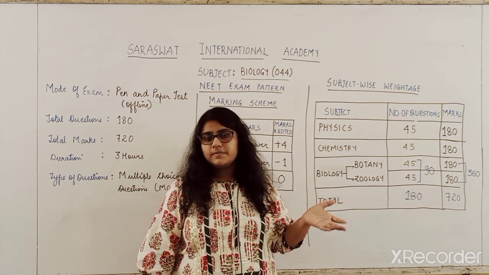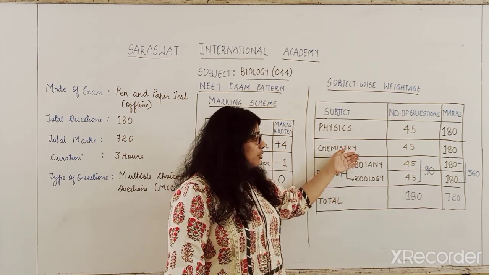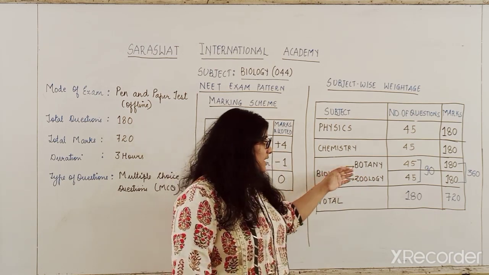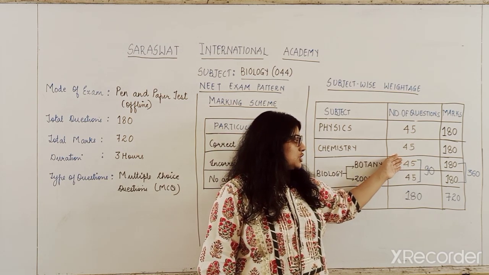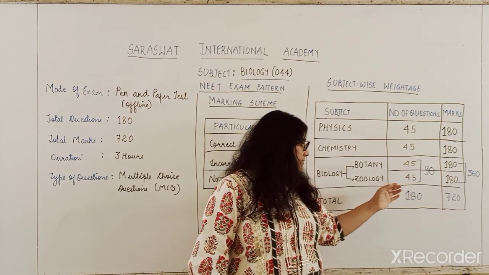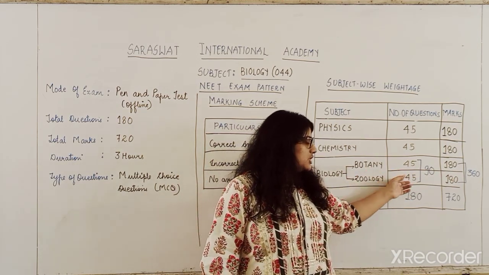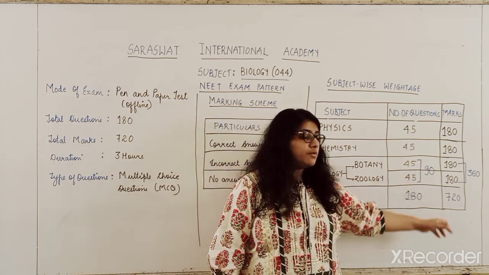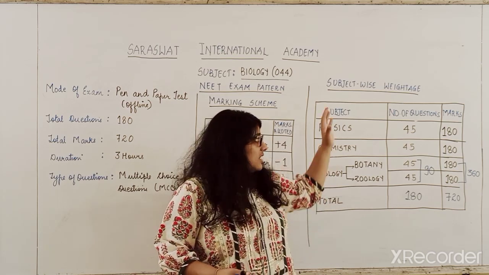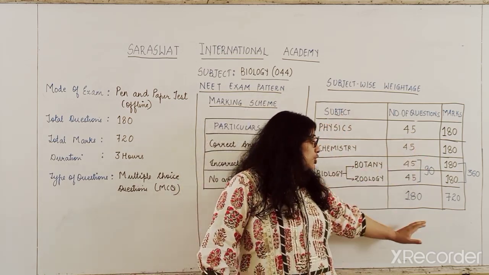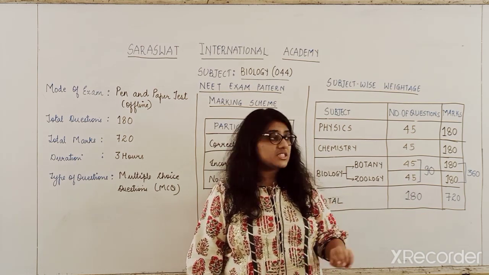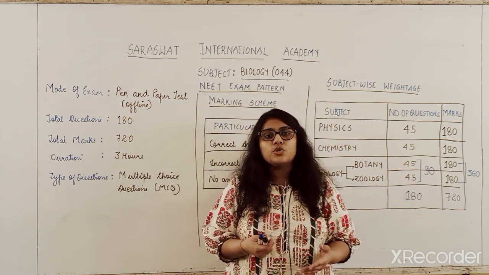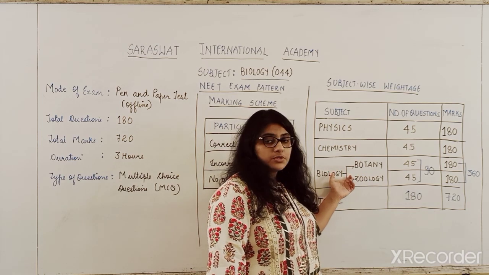In biology, I told you it will be further divided into 2 categories: botany, that is studies related to plants; zoology, studies related to animals. There are 45 questions of botany and 45 questions of zoology, each question of 4 marks, and a total of 180 marks each. So what can we see here? From this you can see that out of a total of 180 questions, 90 questions are of biology. So half of your score for your NEET examination is due to biology.